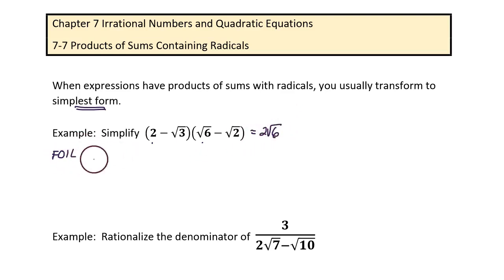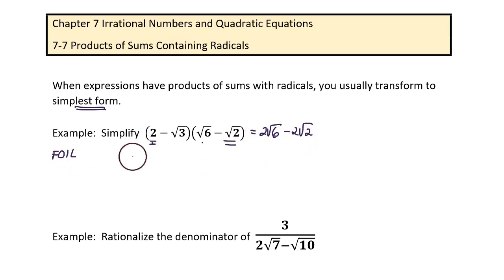Now do the letter O, that's your outer. So the 2 out here times the square root of 2 over here. 2 times negative square root of 2 makes negative 2 square root of 2. Notice how to multiply a regular number to a radical. You just write them side by side.